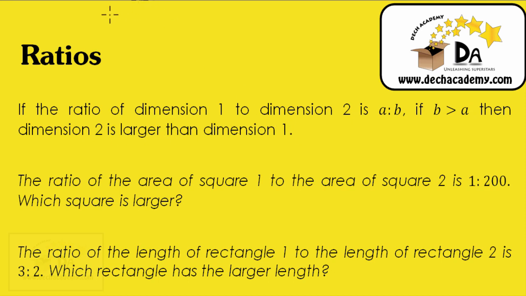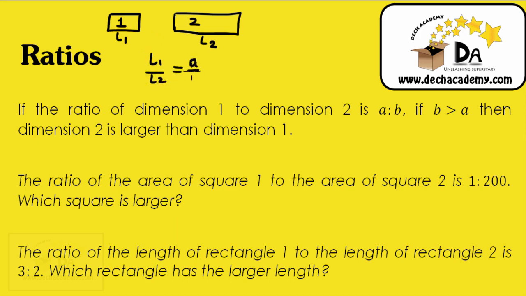So let's say I have two shapes. I have a rectangle, call this rectangle 1, and I have another rectangle, call this rectangle 2. If I just focus on the length dimension, call the length of rectangle 1 L1, and the length of rectangle 2 L2. If L1 over L2 is A over B, if B is greater than A, it means that dimension 2 is larger than dimension 1. So let's say L1 over L2 is equal to 5 over 7. Because 7 is greater than 5, it means that L2 is greater than L1.